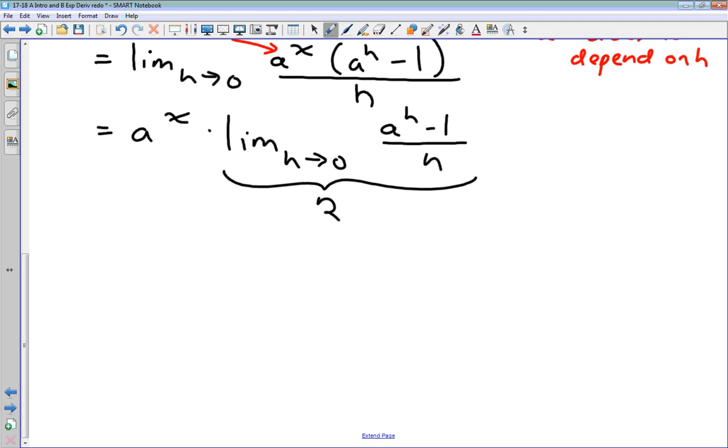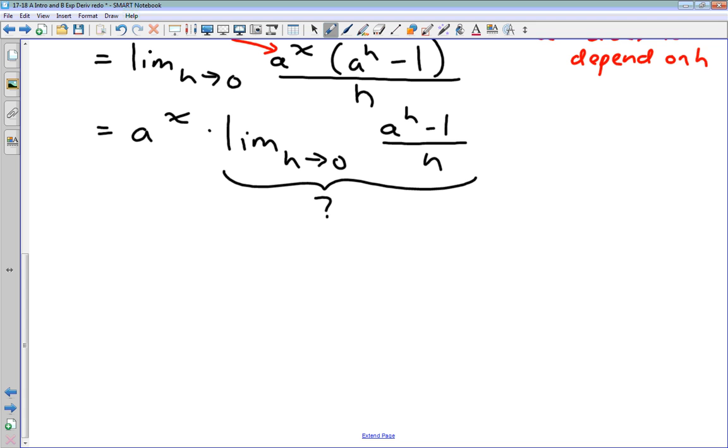How do we evaluate this limit? Well, we've kind of run into a roadblock. There's not much else we can do, and we still have the problem. We haven't been able to factor anything that cancels out, and if we try direct substitution, we're still dividing by 0. So let's take a slightly different approach here.